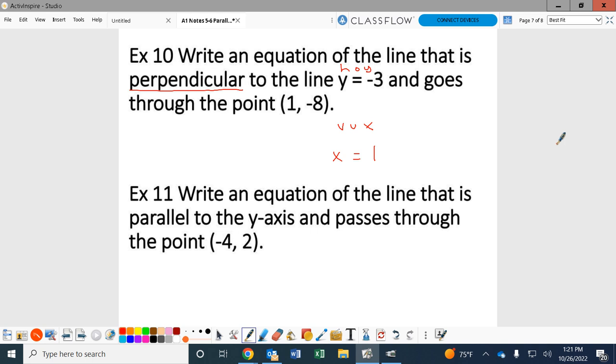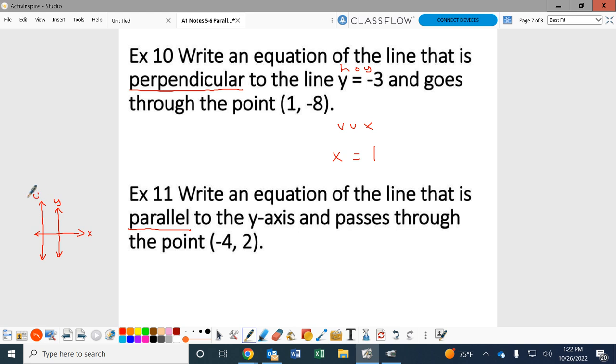Okay, on the next one, it asks you to write an equation of a line that is parallel, so go in the same direction, to the y-axis. Oh, okay. Let me draw, just so you see this. This is the x-axis, this is the y-axis. If it's going to be parallel to the y-axis, it's going to have to go this way. What kind of line goes this way?